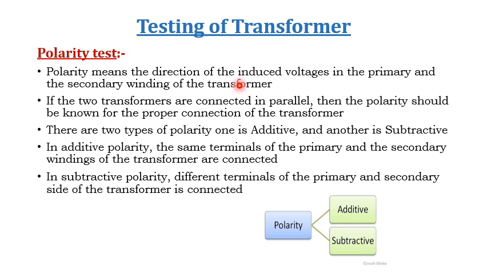If two transformers are connected in parallel, then the polarity should be known for the proper connection of the transformers. If we connect two transformers in parallel, polarity plays a very important role. Since we must know the polarity of both transformers, we can then connect them in a proper way. There are two types of polarity.